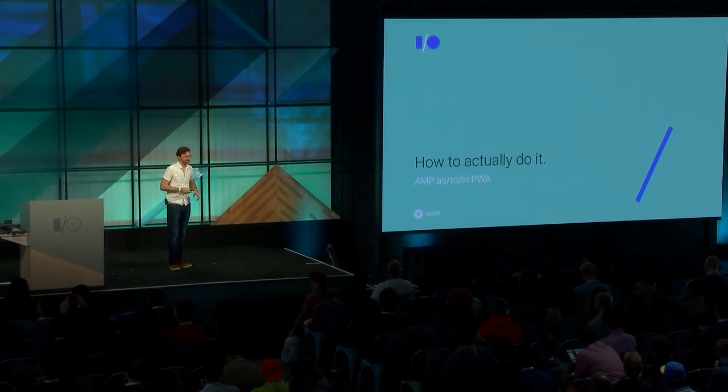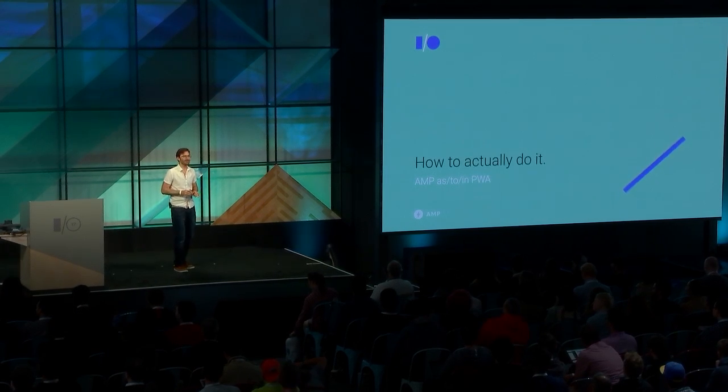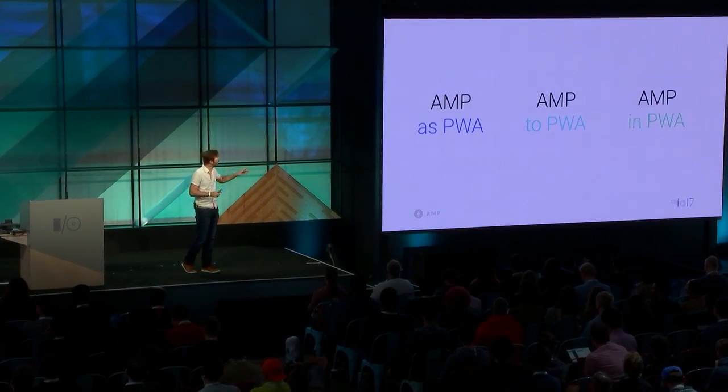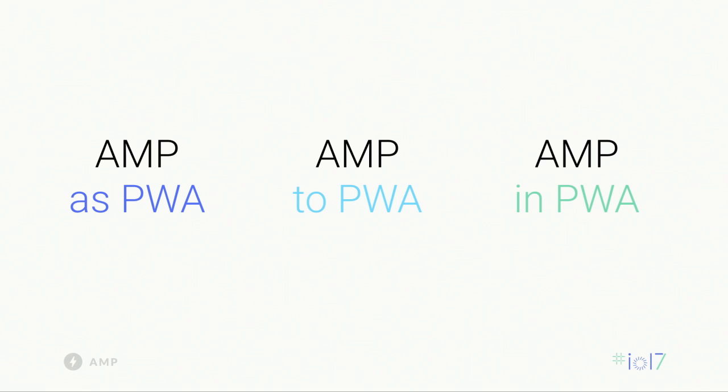But how do you actually do it? How do you actually get there? Well, we have 3 application patterns that make it happen. First, I call AMP as progressive web app. The second, AMP to PWA. And the third, AMP in PWA.